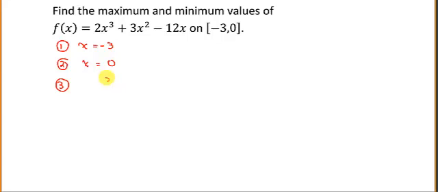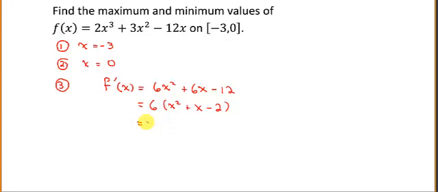So to find critical values, we'll have to take a derivative. So f'(x) = 6x^2 + 6x - 12. Let me factor this. I can take out a 6, and I'll be left with x^2 + x - 2. And this factors further as 6 times (x + 2) times (x - 1). Let me just double check that: x^2, all right, then 2x - x is x, and -2. Yes, that's right.